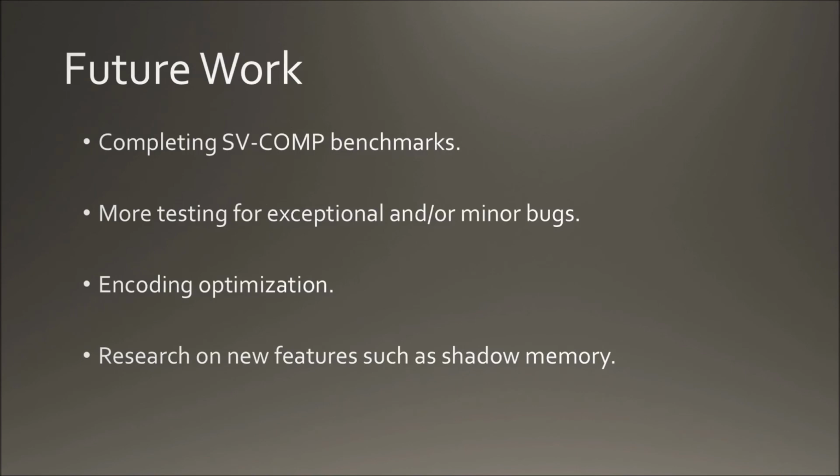As the future work, we can complete all of the SV-COMP concurrency benchmarks. Also, we need to do more testing and more minor bug fixing for these benchmarks. After that, we can encode our optimization, and we can do research and add some new features to our tool, such as a shadow memory, to make memory operations easier in SMT-LIB.